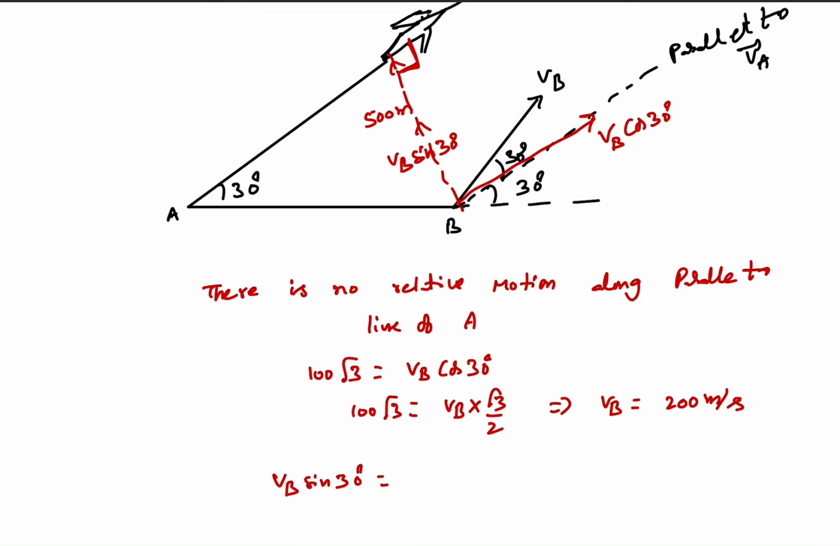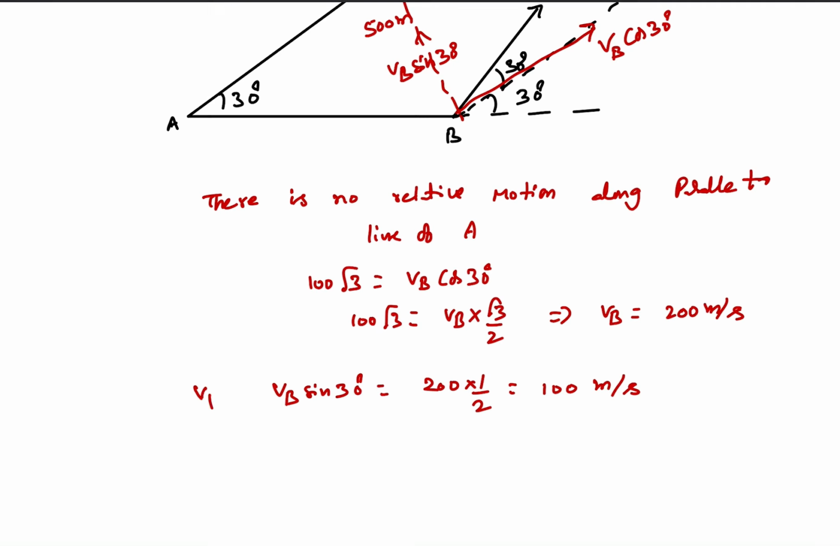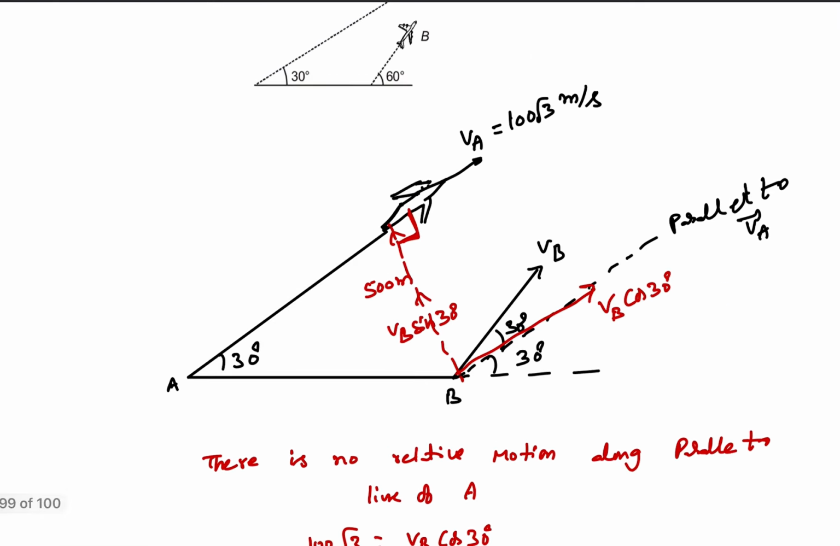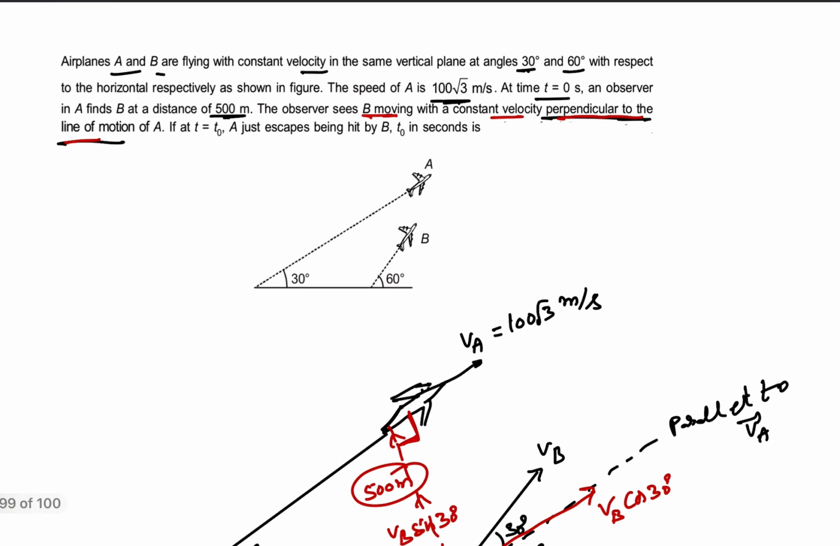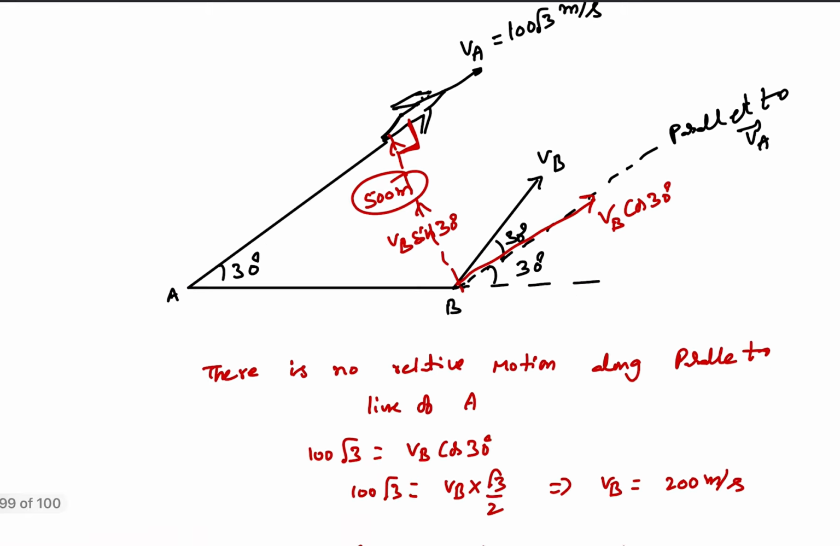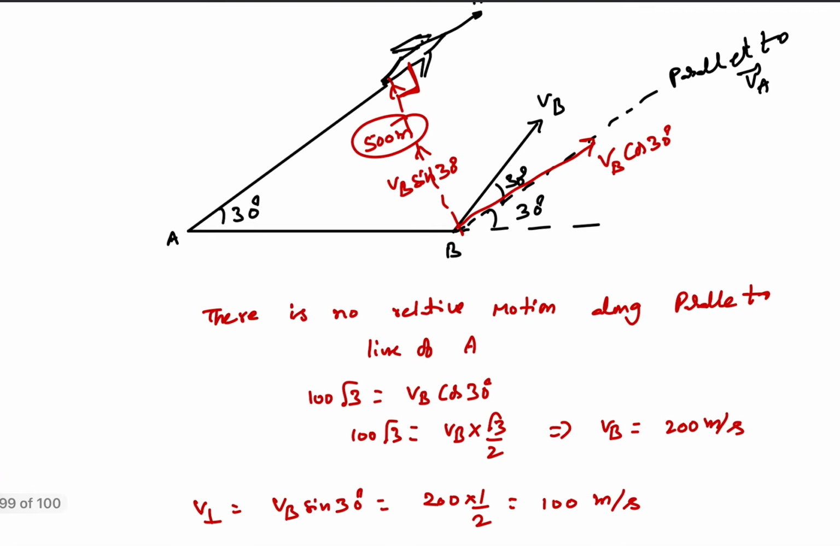Now, VB sin 30 degrees value is how much? We can write 200 into 1 by 2, that value is 100 meter per second. Now this is the perpendicular velocity. As per this, what is the distance between them? 500 meters. Now observe what they are asking. At t equal to t naught, A just escapes being hit by B. What is the t naught?